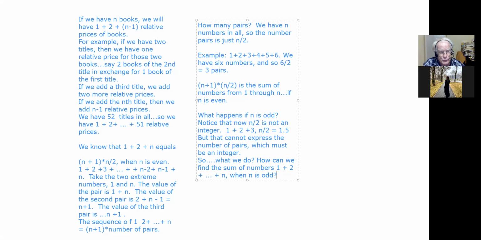And unfortunately, this is the case that we have now, because we want the summation for the book titles up to n minus 1. But that number is 51. Remember that n is the total number of titles, 52. And then we add n minus 1 to a number of relative prices.